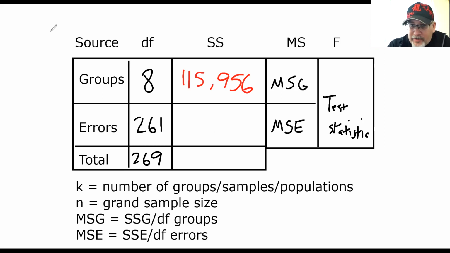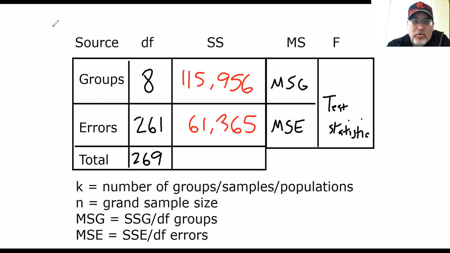SSE, the second one from our calculations, was 61,365.2. And I think I'll lose the 0.2 for now and just go to the nearest whole number. On your homework and quiz, I'll specify how to round each thing.